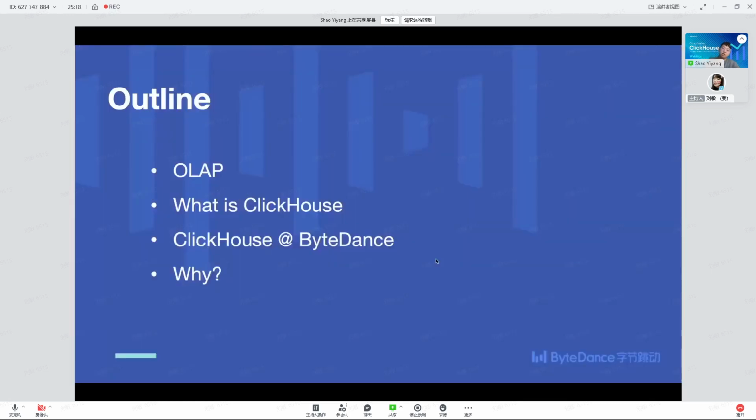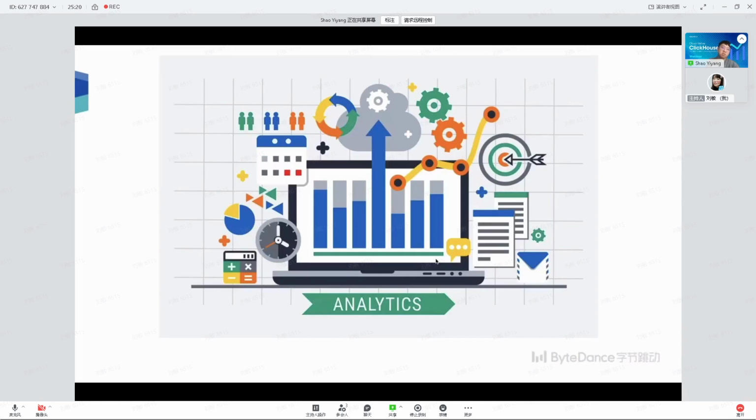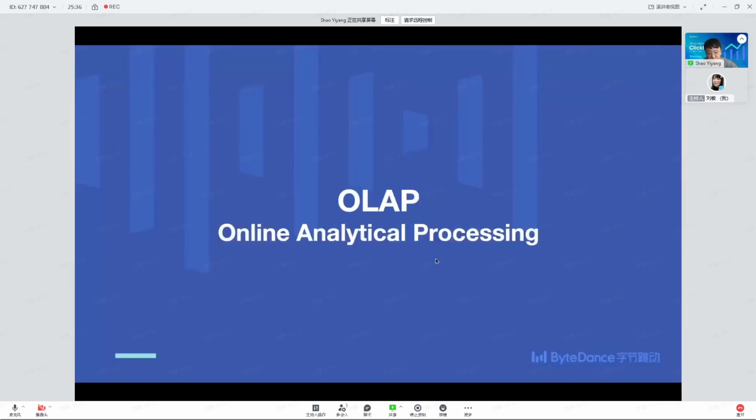Okay, first of all, let me introduce something about analytics. With the trend of big data, people started wondering how we can generate insights and harvest that data to create value from those big data sizes. So analytics became more and more common and popular. Therefore, a new concept called OLAP, online analytical processing, came into people's vision.